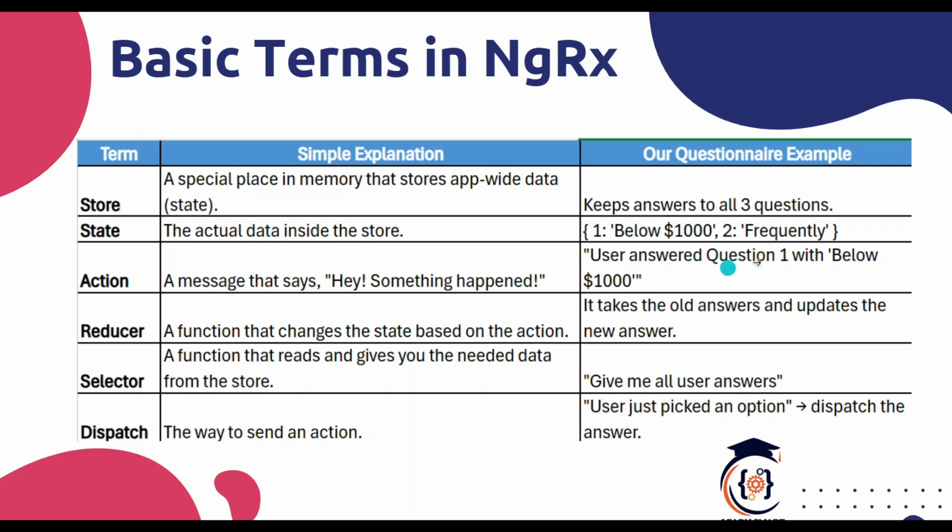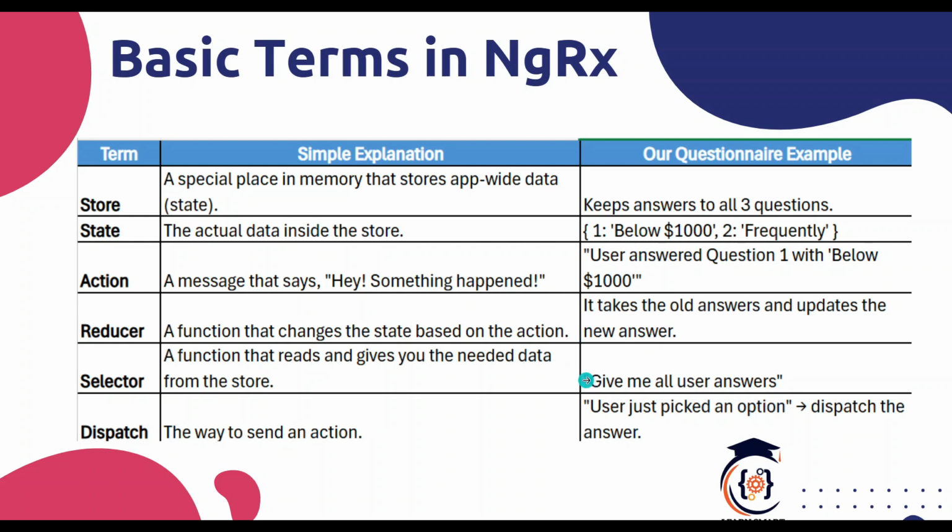Let's say the user answered question 1 with below 1000. That's an action because the user did something. Maybe the user goes to the second question and changes it, instead of frequently it is daily. That's an action. Now whatever that action has performed needs to be updated in the store. That's the state changed. Ten years back we were young, now we are getting older. The state changed. Similarly, the user selected something some time back, now he changed. The state got updated. So the reducer is the one which will update this value in the store.